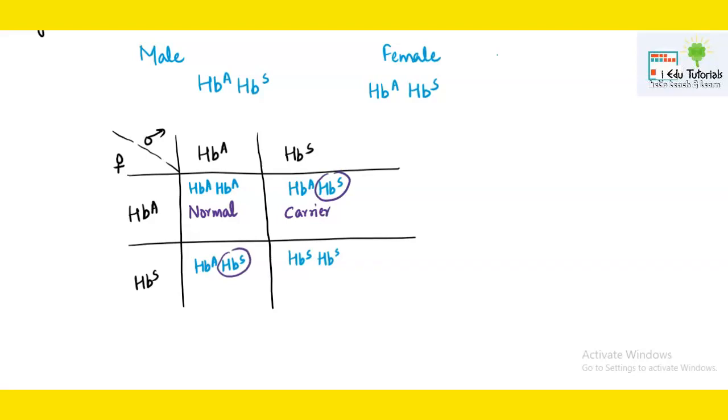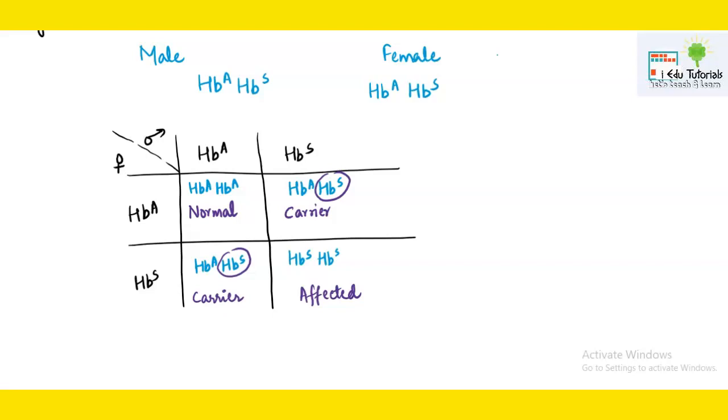This individual will be a carrier because it carries a recessive allele. Same here, one recessive allele is there, that means this individual will also be a carrier, and this individual will be affected by sickle cell anemia, and over a period of time this offspring will die because it is homozygous for the trait, and homozygous individuals have less oxygen carrying capacity in them.